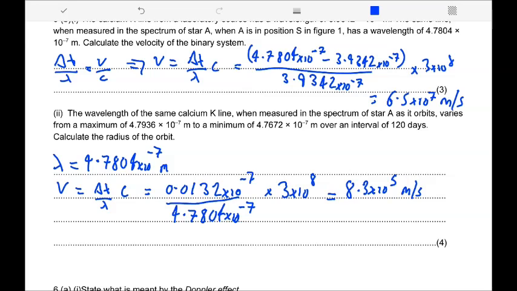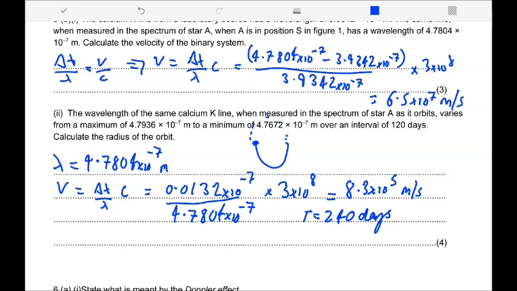Well, we're also told in the question that the period is 120 days for it to vary. Well, if it's varying from its minimum to its maximum, it's basically doing half of the orbit. So in 120 days it does half of an orbit. So we can work out that the period for a full orbit, T, is going to be equal to 240 days. That's the time it takes to do one complete orbit.